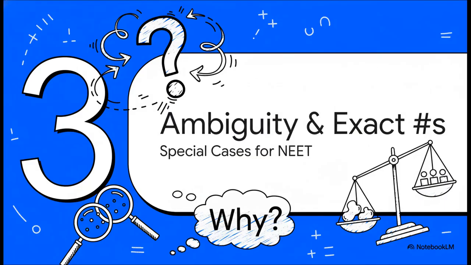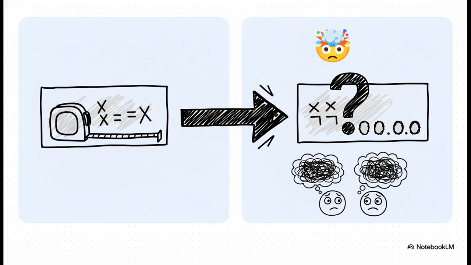All right, now let's tackle the part that really messes with people's heads. Section 3, handling ambiguity and exact numbers. Pay close attention because these are the special cases you absolutely have to know for your NEET exam. Check out this classic problem. You have a measurement of 4.700 meters. Based on our rules, those trailing zeros after the decimal mean this has 4 significant figures.